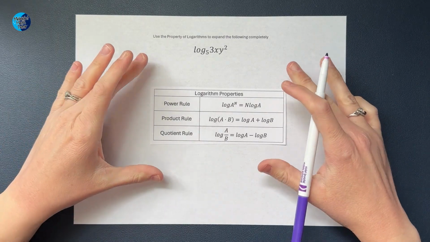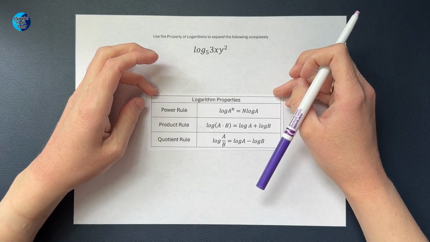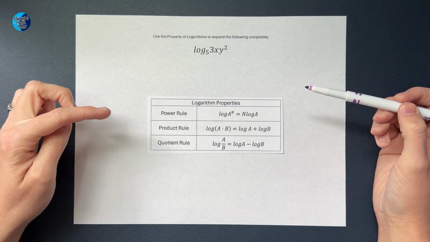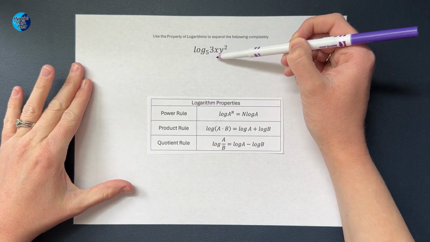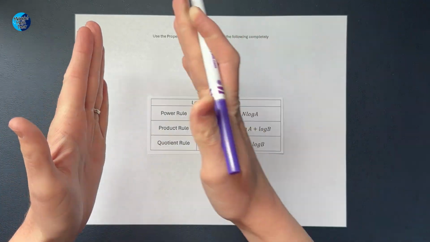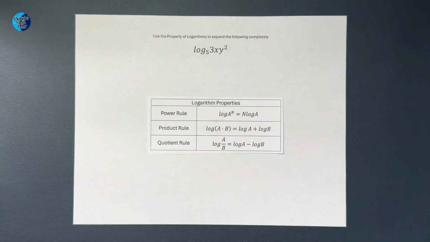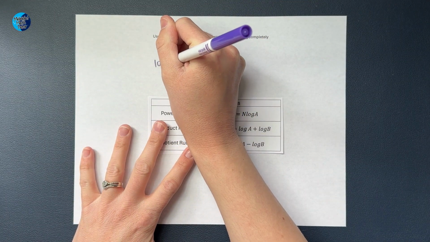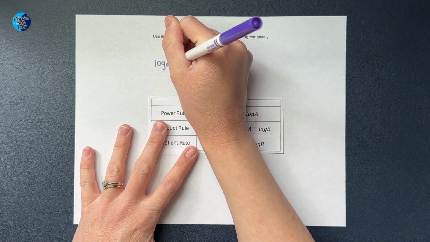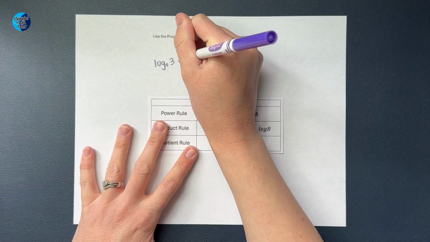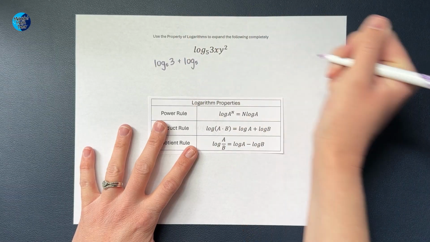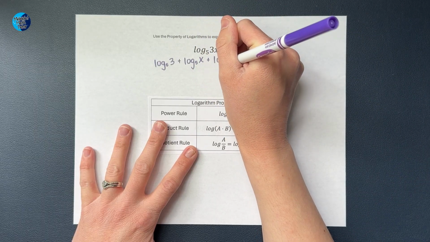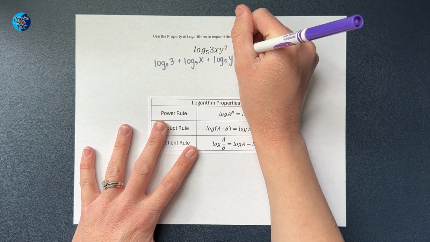All right, so I have log base 5 of 3xy squared. I want to pull these apart. So I noticed right off that I can use the product rule. These are being multiplied. The product rule tells me I can separate them and add the individual logs. So I can rewrite this as log base 5 of 3 plus log base 5 of x plus log base 5 of y squared.